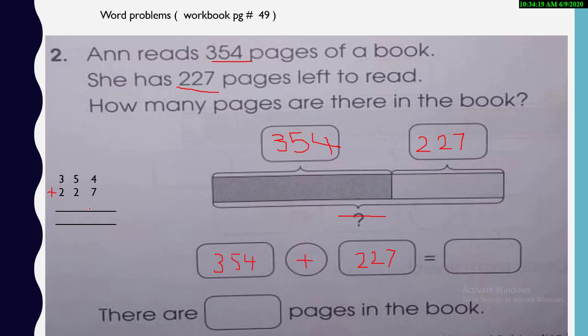So 4 and 7 makes 11, so I will write down 1 and 1 will be carried. Don't forget to carry. 5 and 2 makes 7, and if we add 1, the answer is 8, and 3 plus 2 is 5. Yes, so our answer is 581, and you are going to copy the same answer over here. Yes, one page is done, and for the next 2 pages I will solve only one more word problem, and it will be fun.